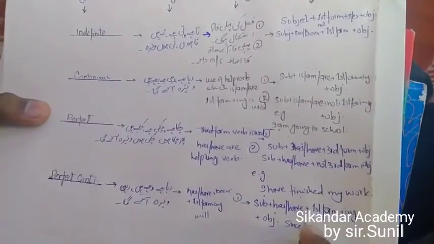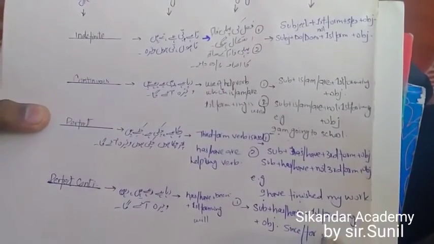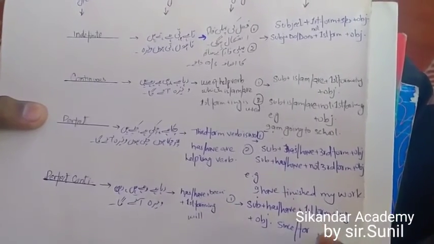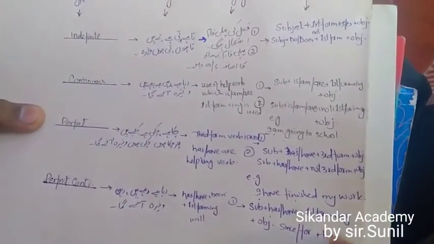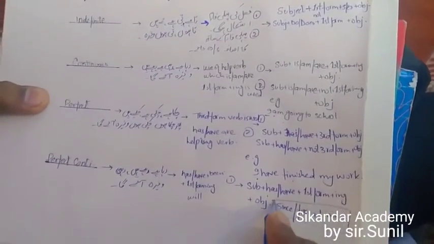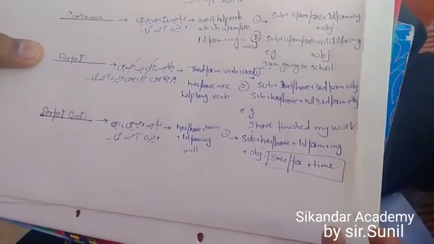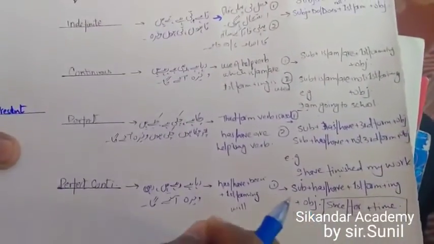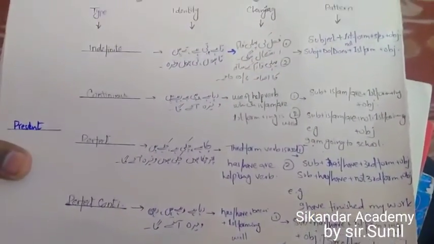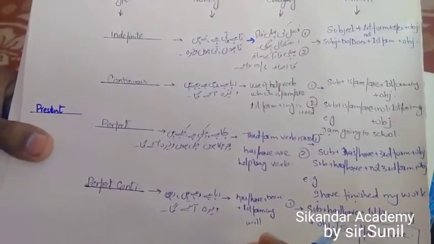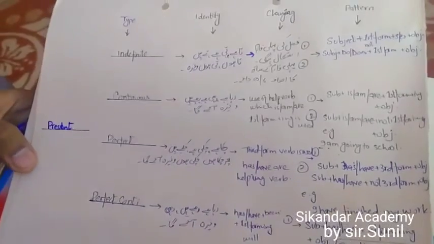The time may also be used with since or for: since or for demonstrates the time, plus the time. This will come in special cases. This is all the pattern which can help you in the distribution of tenses in lower classes and higher classes.